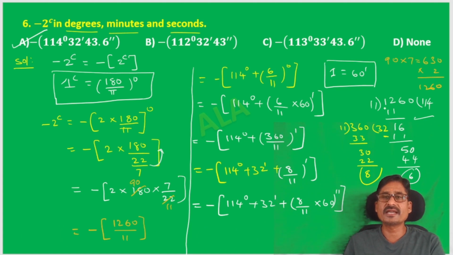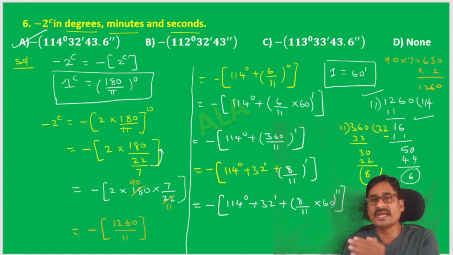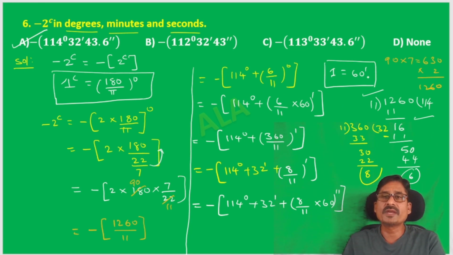We got a remainder here, divisor is what? 11. 6 by 11. So after degrees what we have? Minutes. 1 degree is equal to how many minutes? 60 minutes. So 60 multiplied by the 6 by 11. Then we convert into minutes. Now what is that? 360 by 11.